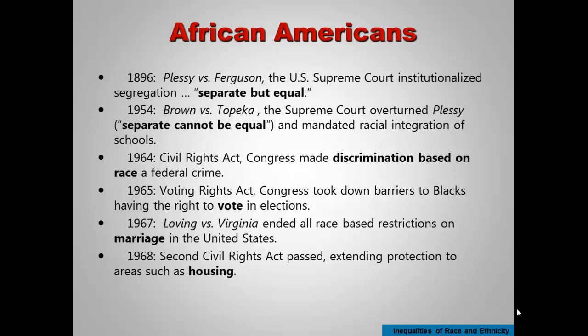But in 1954, the Supreme Court overturned the Plessy ruling in the case of Brown versus the Topeka Board of Education, where it said separate by and of itself cannot be equal, and mandated the racial integration of schools. In 1964, the Civil Rights Act was passed by Congress that made discrimination based on race a federal crime, so that enables the federal government to step in in cases of discrimination and sometimes try individuals who commit crimes against individuals of other races based upon this act.